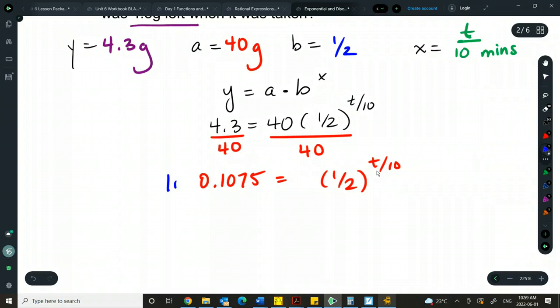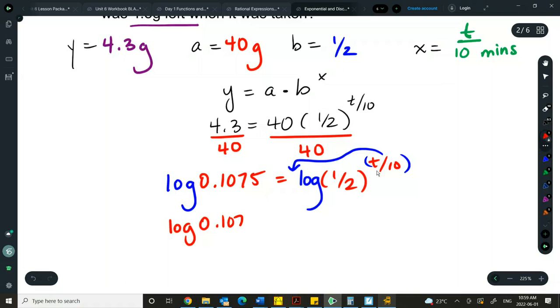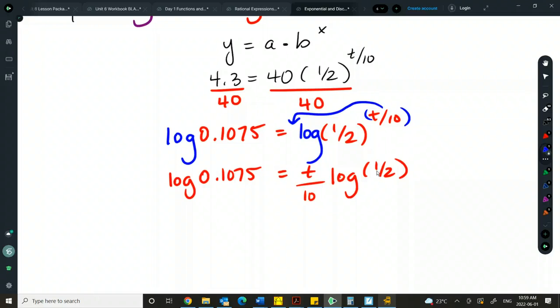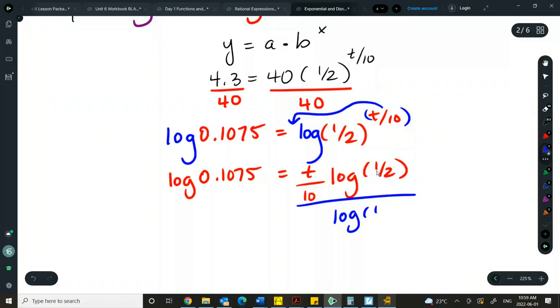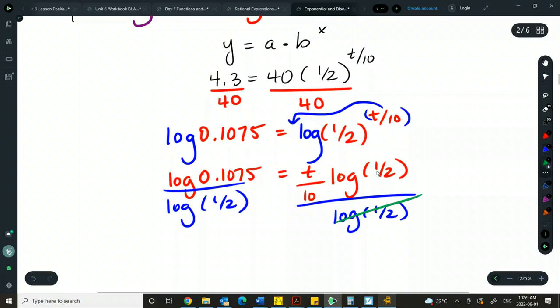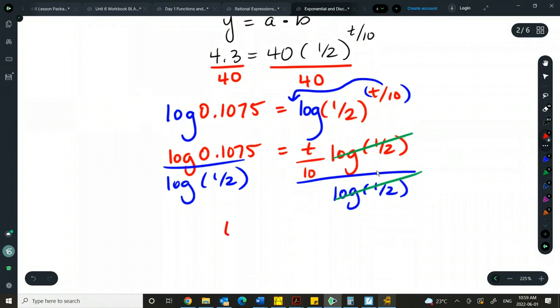I will then log both sides now that the base and exponent are alone. And I apply something called the power rule. We talked about how you can bring this down in front as a multiple when you take the log of something with an exponent. So again, you'll talk about that more in advanced functions if you decide to take that. But we're going to bring it down as a multiple. And then we'll just start to move everything away from t. So if I'm multiplying by the log of a half, I will divide that out to get it to the other side. These will cancel, and then t over 10.